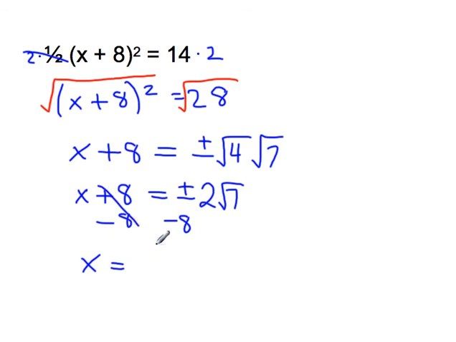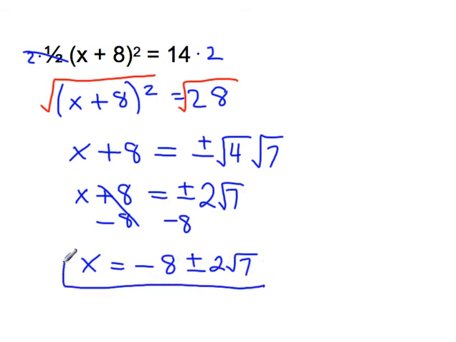Now be careful how you write this. Okay, I'm going to keep the plus or minus 2 square root 7. I'm actually going to put this negative 8 in front, only because it's less confusing in the end. So it's negative 8, then I put the plus or minus 2 square root 7. So I've got two answers. I've got negative 8 plus 2 square root 7, or I have negative 8 minus 2 square root 7. So that would be my solutions for this problem.